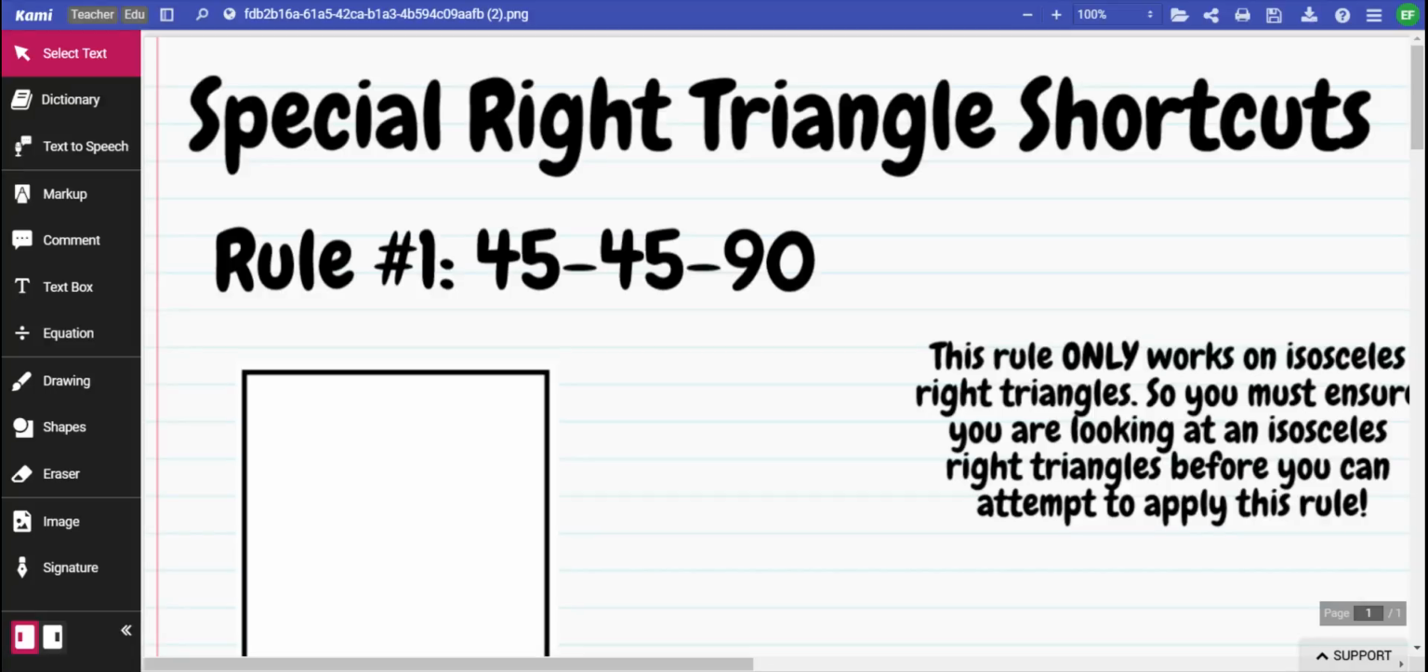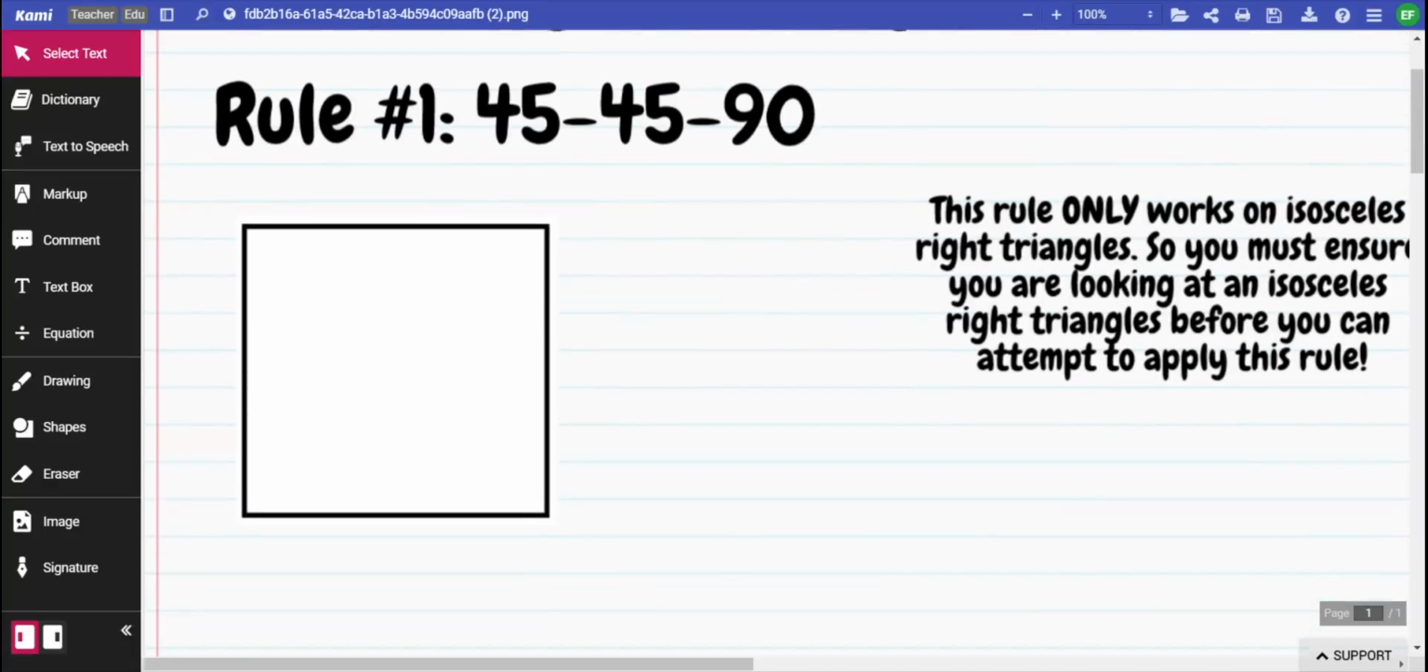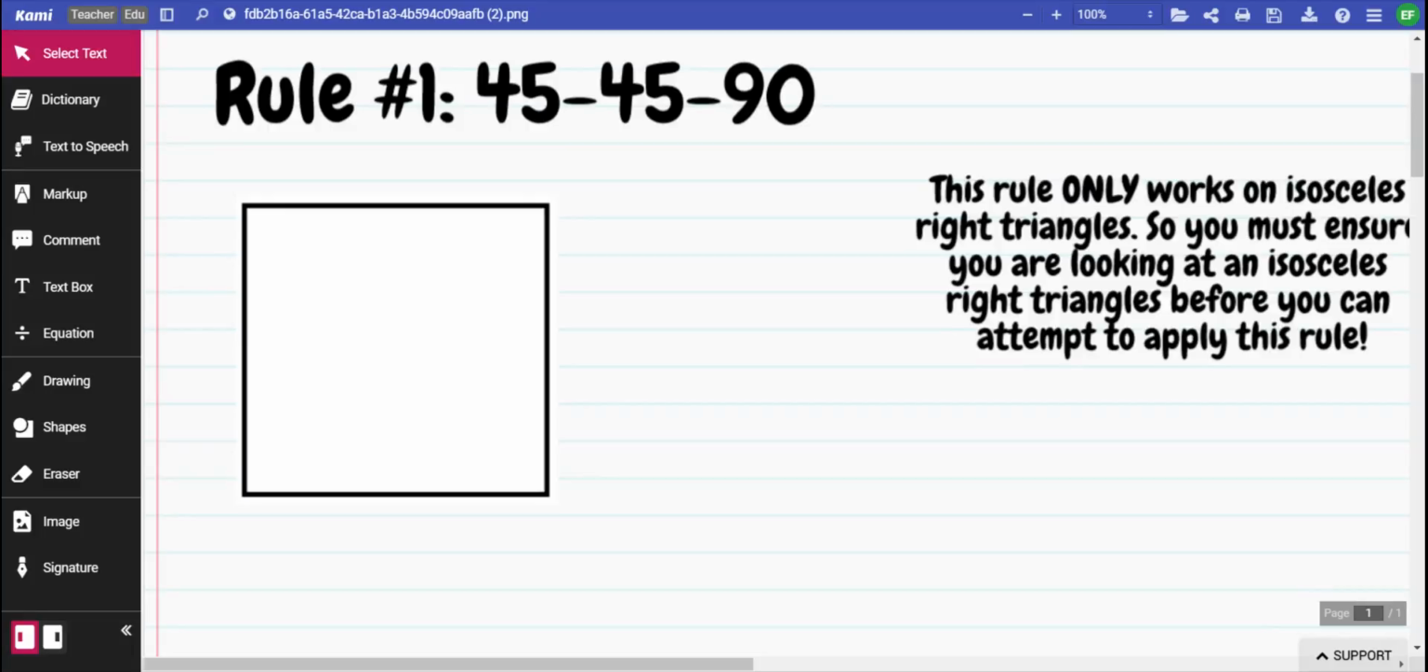Hey guys, we're going to learn today about special right triangle shortcuts. There's two of them all together. So the first one's going to be a 45, 45, 90 special right triangle.